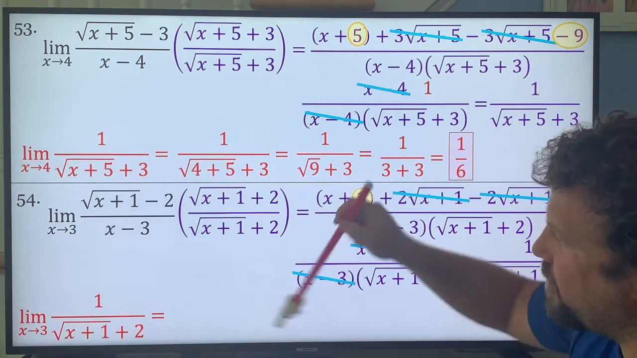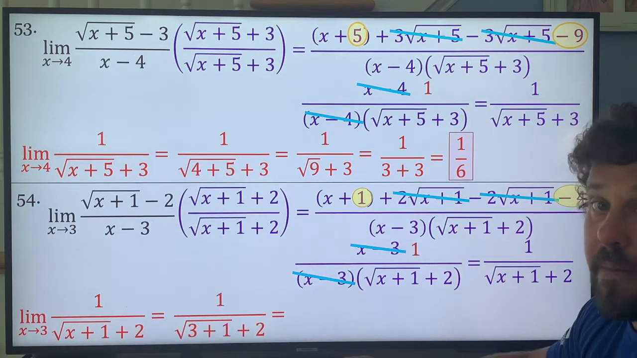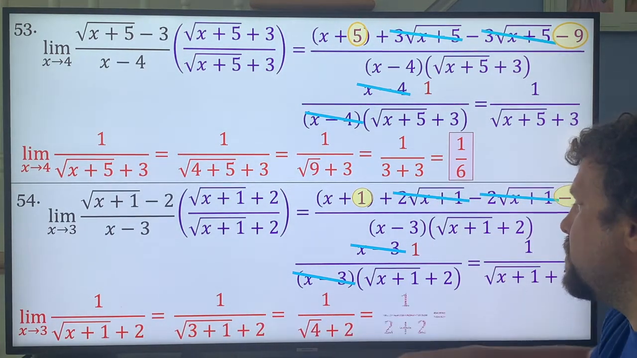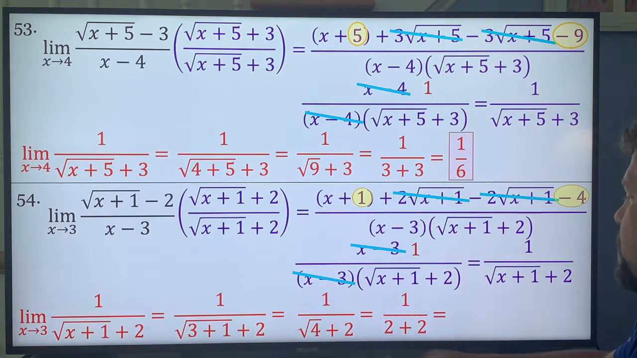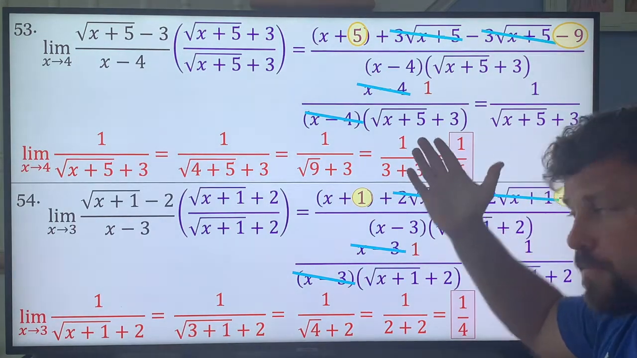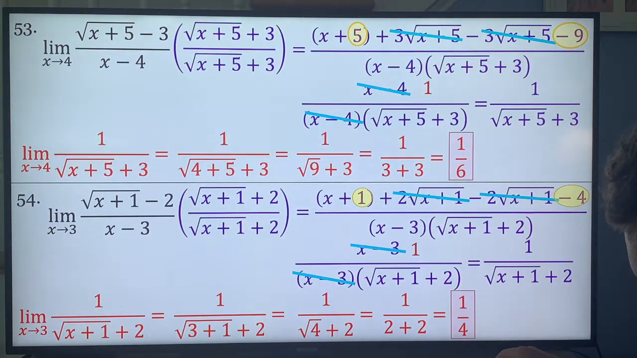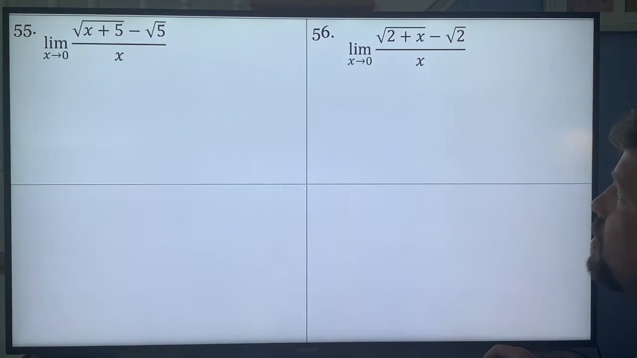Plug it into our limit. Plug our 3 in. 3 plus 1 is 4. Square root of 4 is 2. 1 over 2 plus 2. 1 over 4, which is our answer. All done. See?